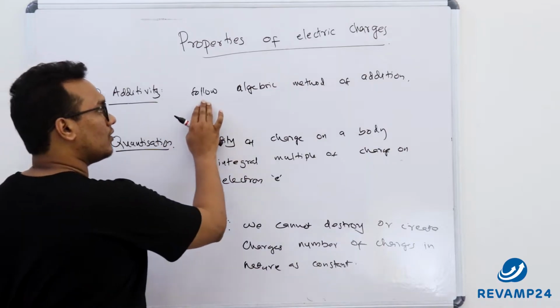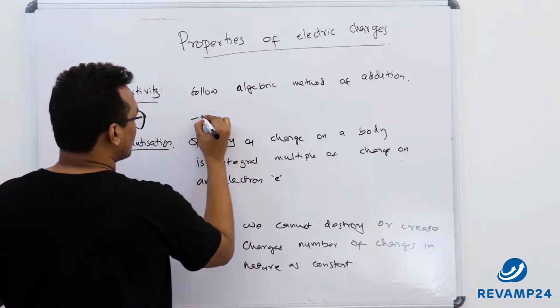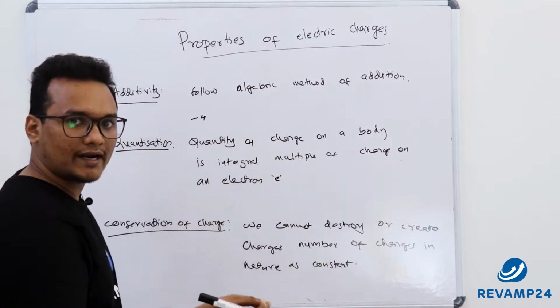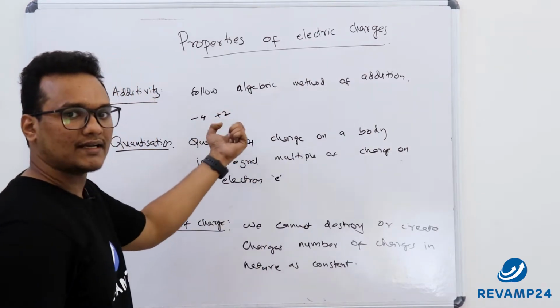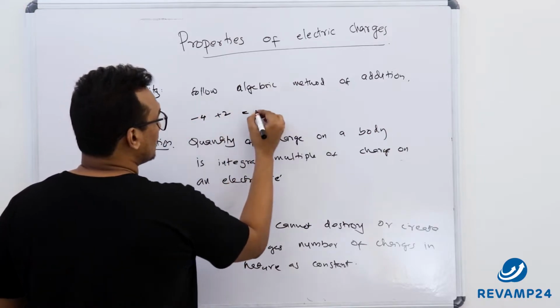That follows algebraic addition. For example, let's say you have -4 charge in a body. Now if you are adding +2 charge, then this can be added like numbers to get the net charge. What is the net charge? -4 + 2 is -2.